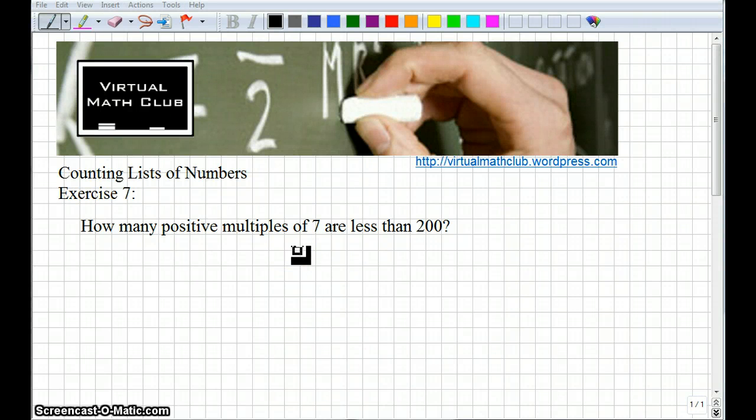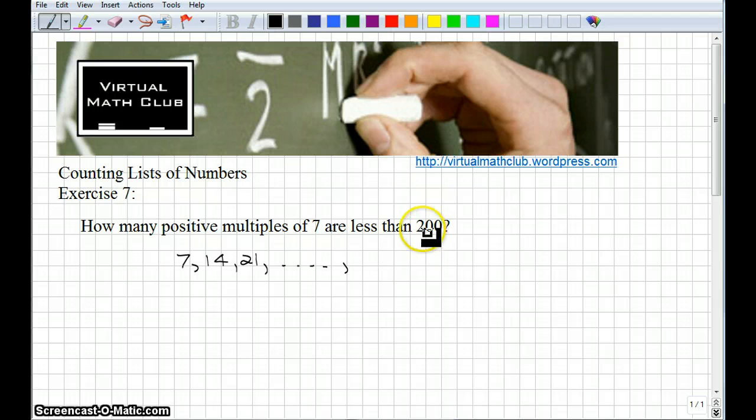Alright, this exercise asks us to find how many positive multiples of 7 are less than 200. Okay, so we're dealing with multiples of 7. So let's just start listing them out. We would start with 7 and 14, 21, and so on. Okay, up to 200, but 200 is not a multiple of 7.